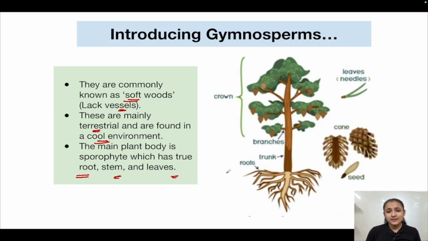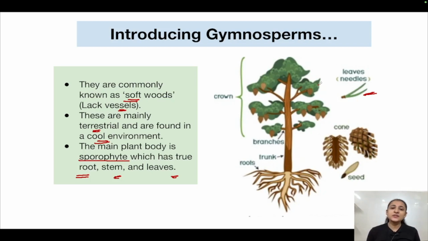As you can see in this image of a gymnosperm, this is the tree. The crown of the tree comprises leaves, needle like leaves are present, branches are there, a proper stem or trunk is there, and roots are there. So this is the main plant body. We can also call it a sporophyte, and it is differentiated into true root. The proper structure that we call a root is present here. It has a proper stem and it has proper leaves.